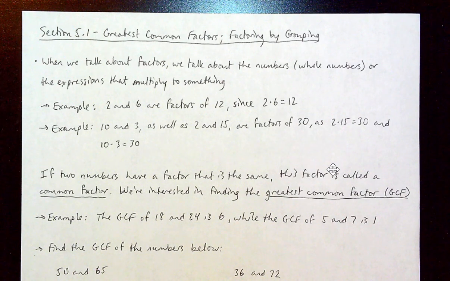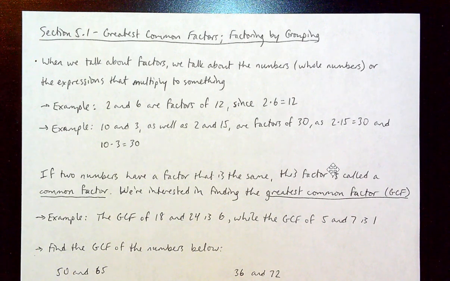In this video, we are beginning a new chapter. We're going to talk about Chapter 5, and we're going to begin by talking about the greatest common factors and factoring by grouping. So we're going to talk about this not just with numbers, but with terms of polynomials and then just polynomials overall. So when we talk about factors, we talk about the numbers, specifically the whole numbers, or the expressions or the terms that multiply to give us something.